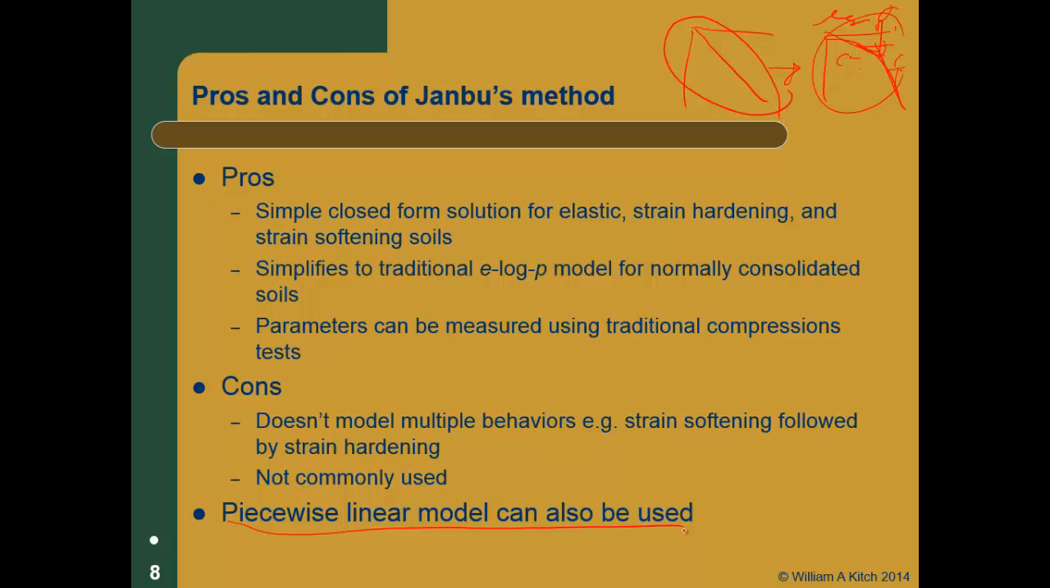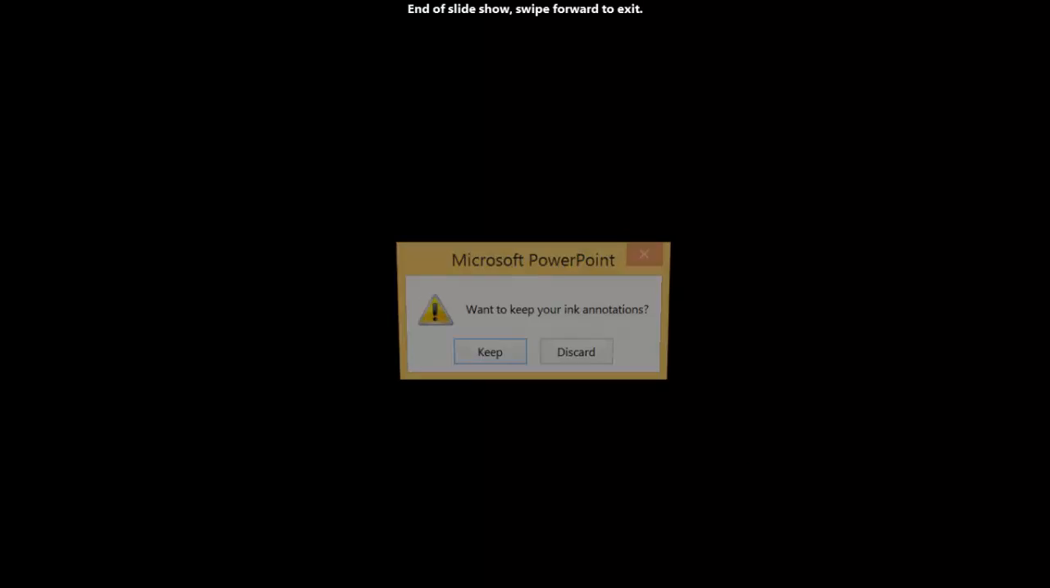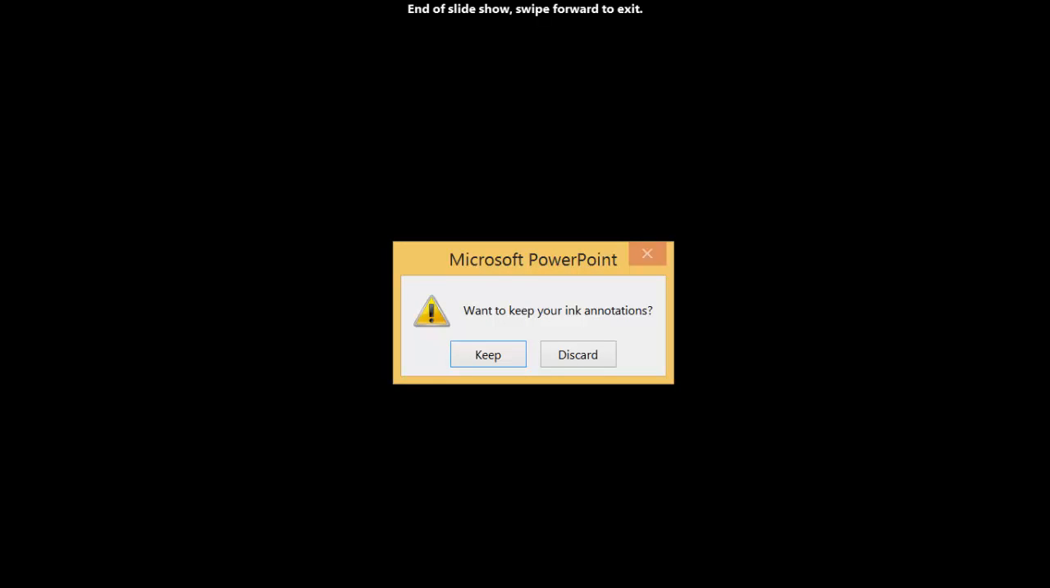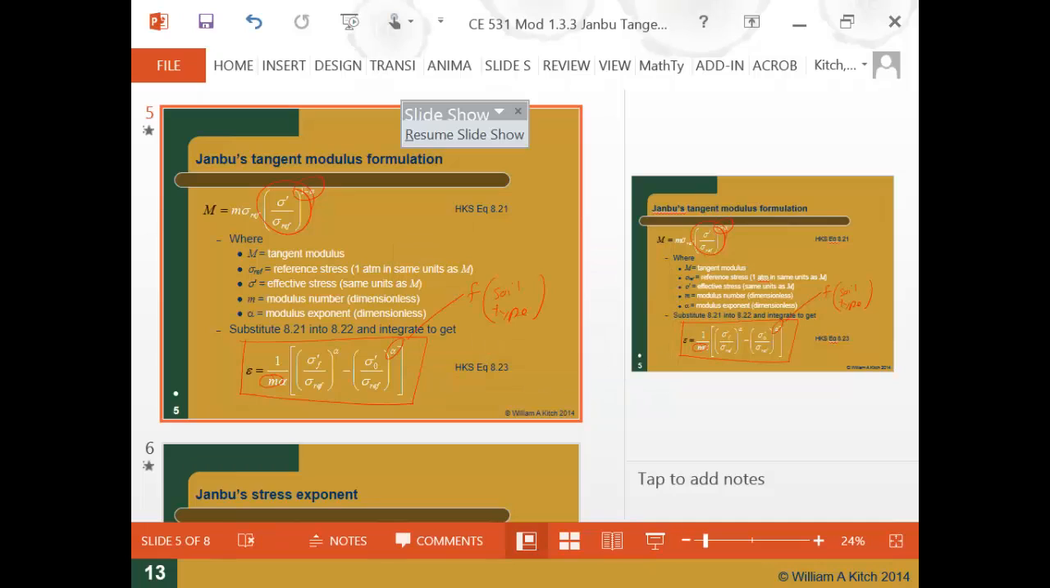But people do use the straight linear curve, where this is just going to be m or m sub v, depending on whether you plot it stress versus strain or strain versus stress. People do that all the time. So if you want to say that's Janbu's method, well, it's one end of Janbu's method. But this concept is uniform over all those different soil behavior types. All right. So that's Janbu's method. Any questions about that?